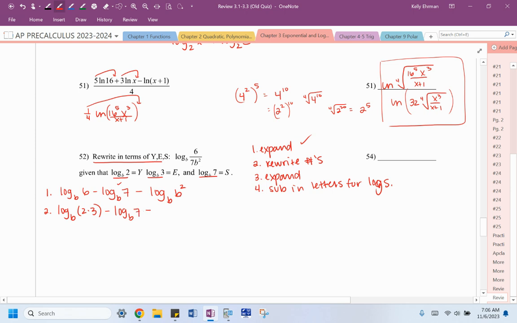And then also be on the lookout for bases that match. Log base lowercase b of b squared is 2. So always be on the lookout for those. All right. Third step is to expand again, because 2 times 3 can be expanded out into the log base b of 2 plus the log base b of 3.